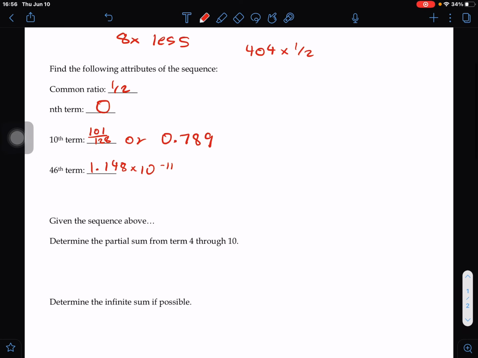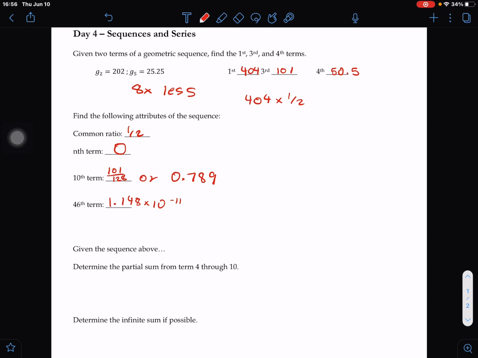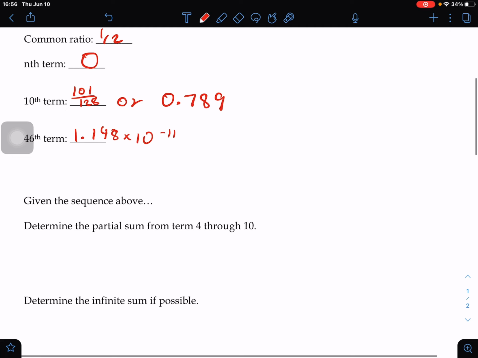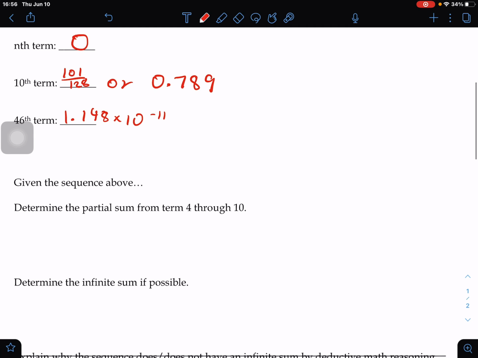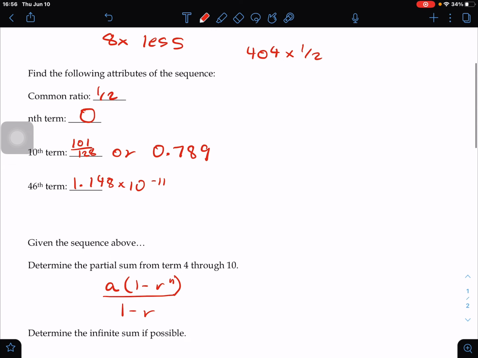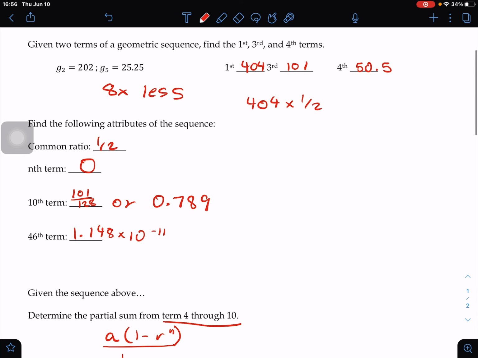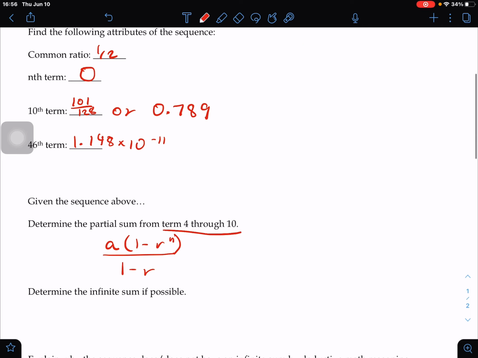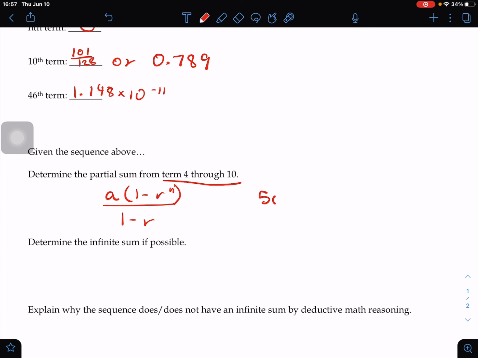So given the sequence above, determine the partial sum from term 4 through term 10. Our method for finding the sum of a sequence is going to be the initial value, a, times 1 minus the common ratio to the number of terms, all over 1 minus the common ratio. We can see it's asking for term 4 through term 10. So our fourth term right here, 50.5, is going to be our initial term.